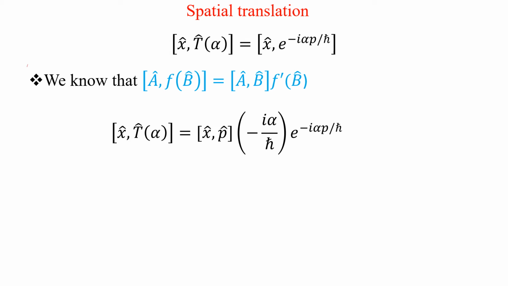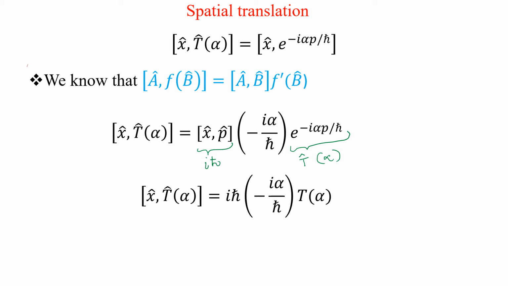Now it is a well-known fact that the commutation of x with p is equal to i ħ, and this exponential term is T(α), the translation operator. Now you substitute this, and you will get the commutation of x with T(α) is equal to i ħ times this derivative, minus i α over ħ, T(α).